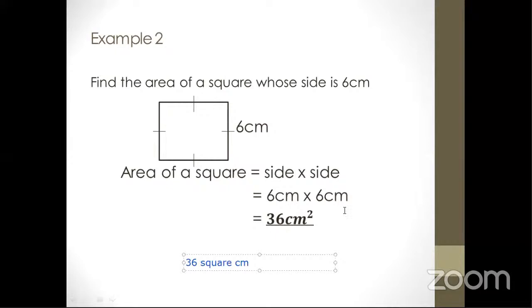Fiona, do you have any question? No. Okay. Do you know how to get the area of a square? Yes. How do you get the area of a square, Fiona? Area of a square is equal to side times side. Very good. May God bless you. Okay. So we can continue.